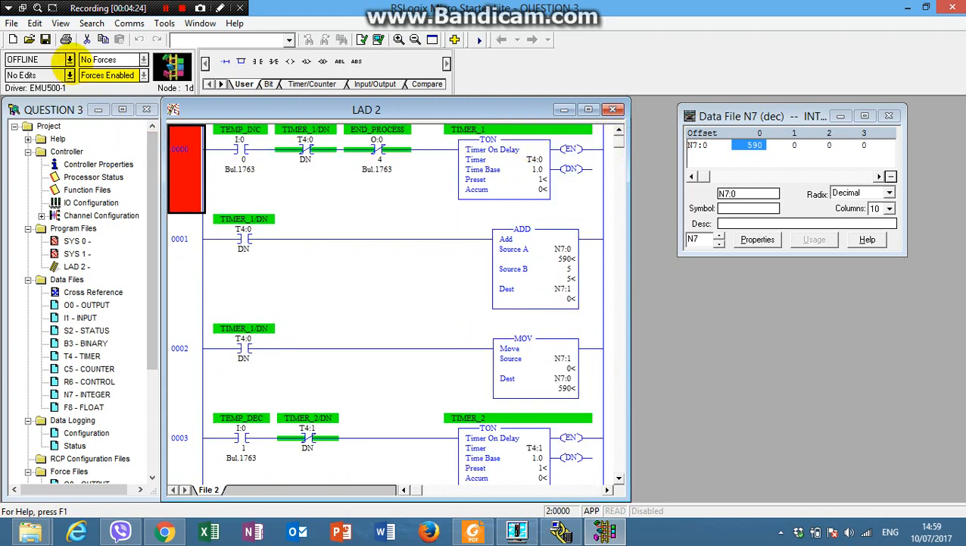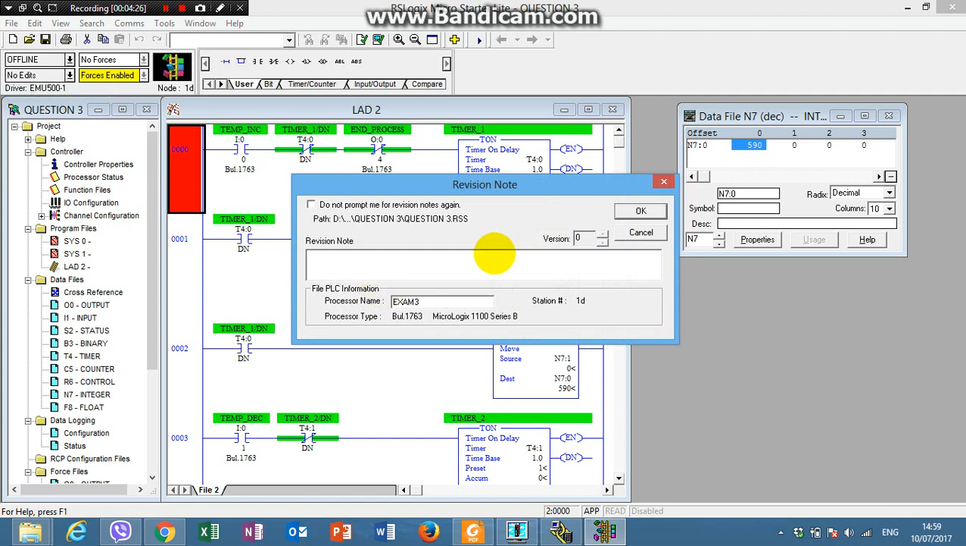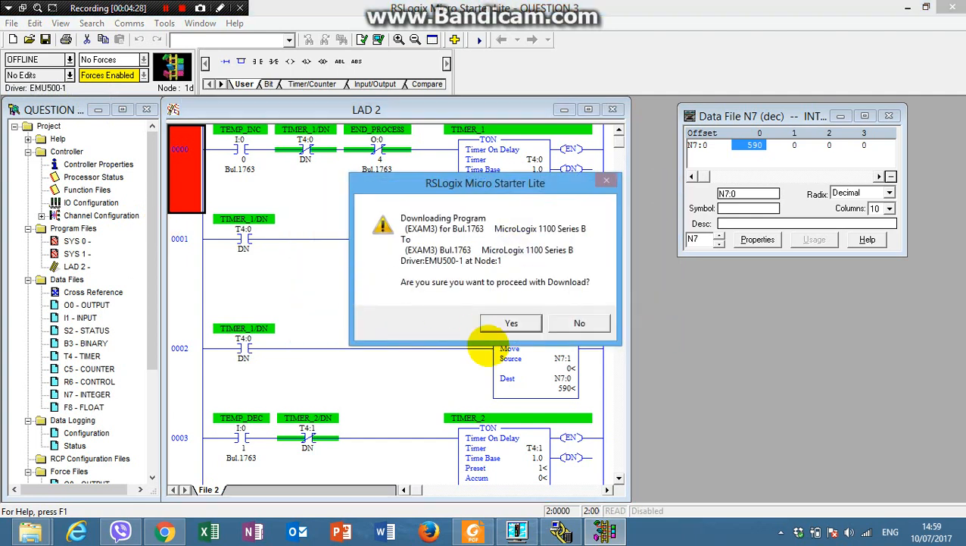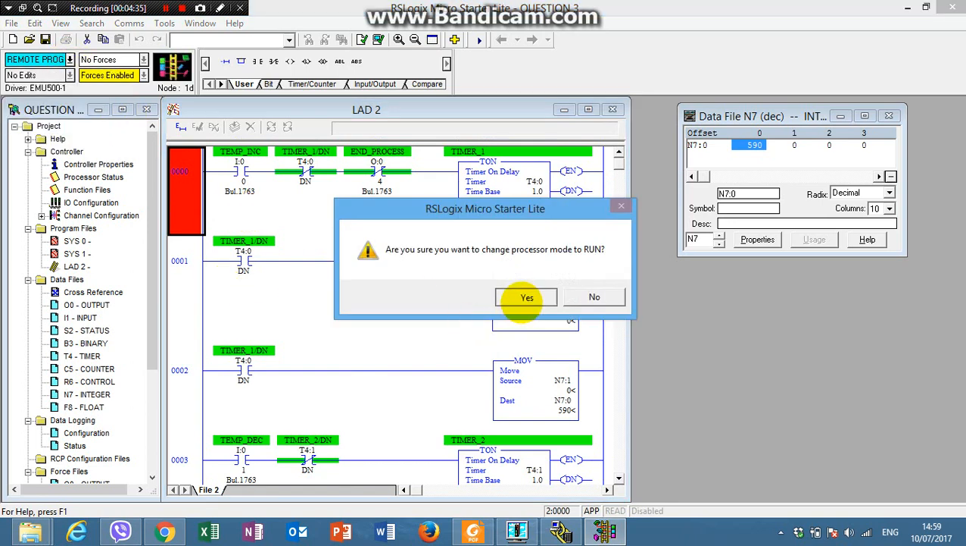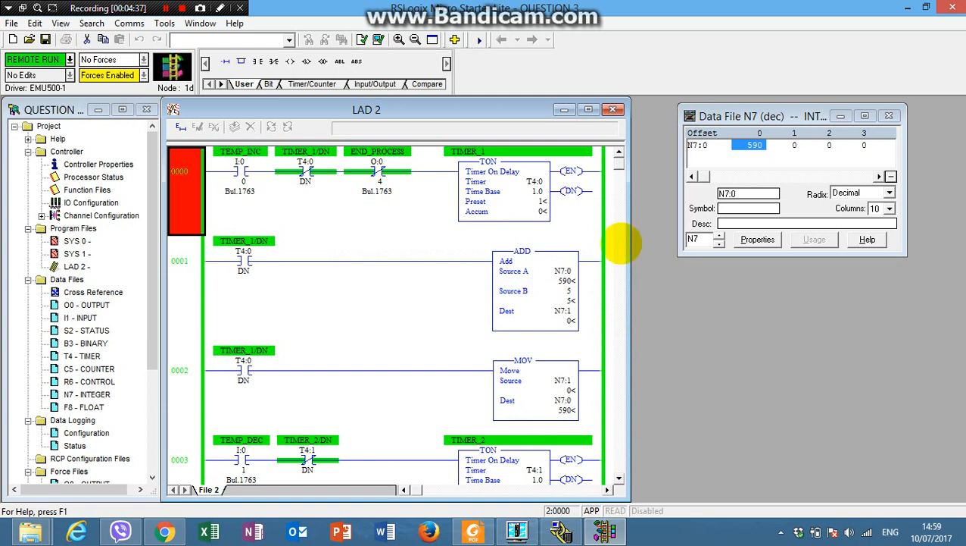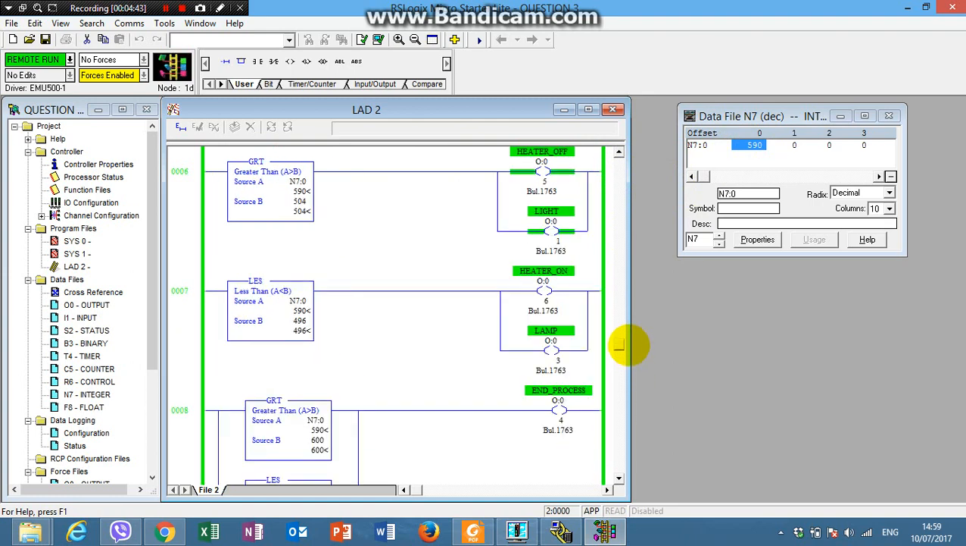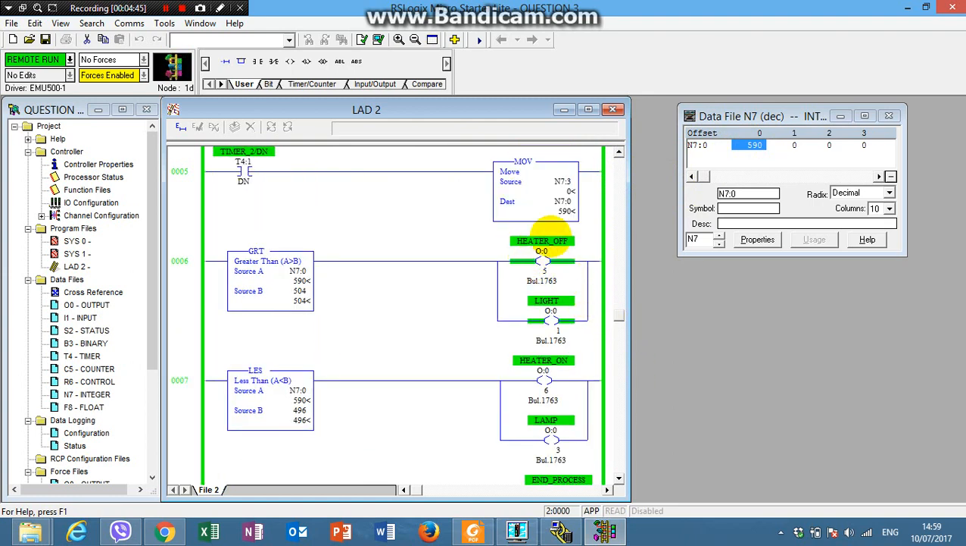So let's download this. Okay, run this again. Initially I have the value of the temperature at 590. At this time, you see the heater is off and the light is on, because 590 is greater than 504, that is the upper limit temperature.